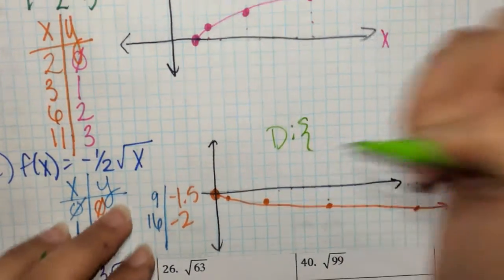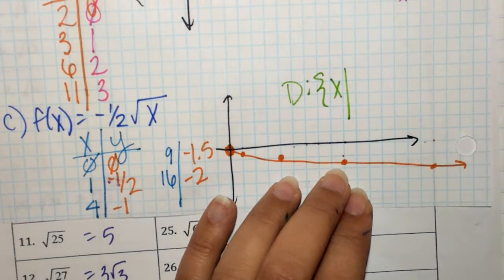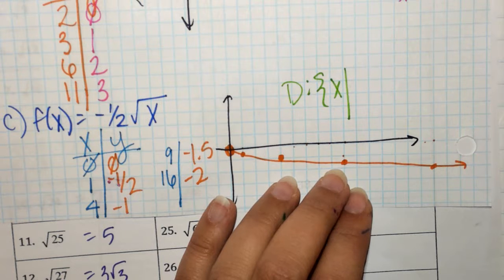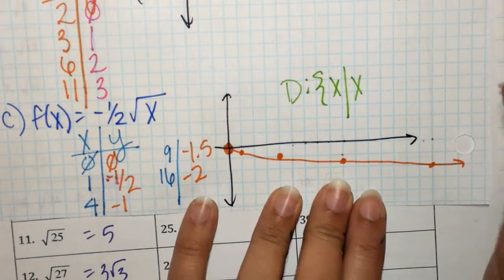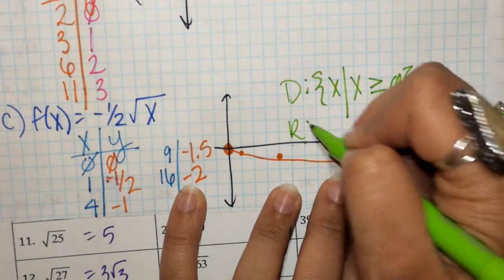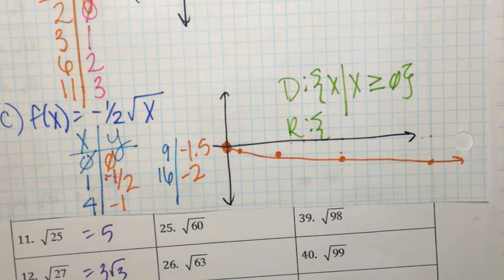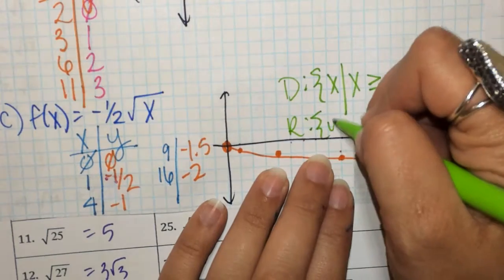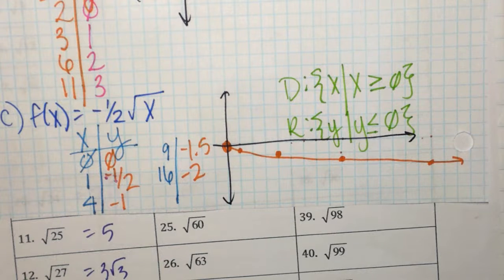All right, your domain. Now, did we plug in any x values less than 0? No. So it's x when x is greater than or equal to 0. All right, our range. Did we get any y values less than 0? Did we get any y values greater than 0? Nope. So it's y when y is less than or equal to 0.